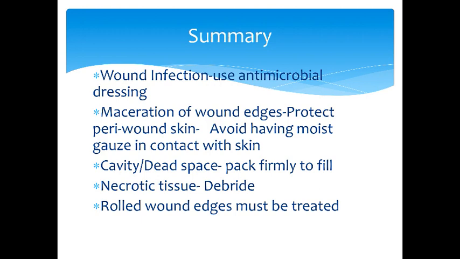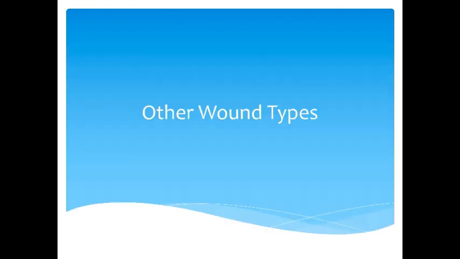If you've got necrotic tissue, you've got to get that off of there, because again, as long as it's there, you're really not going to be making any progress, okay? Rolled wound edges, as I said, can be treated with silver nitrate, or you can just cut them to re-traumatize them, okay?